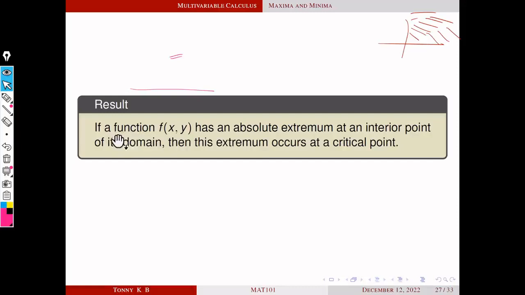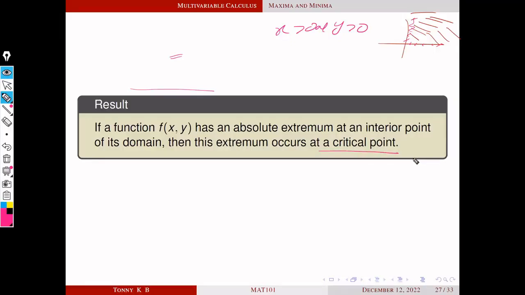But we have seen this result, and what does this result say? This result says that if a function f of xy has an absolute extremum at an interior point of its domain, then this extremum occurs at a critical point. What about our region? Our region is x greater than 0 and y greater than 0. In this domain it is clear that it has no boundary points, so all the points are interior points. If an extremum exists, then that extremum occurs only at a critical point.